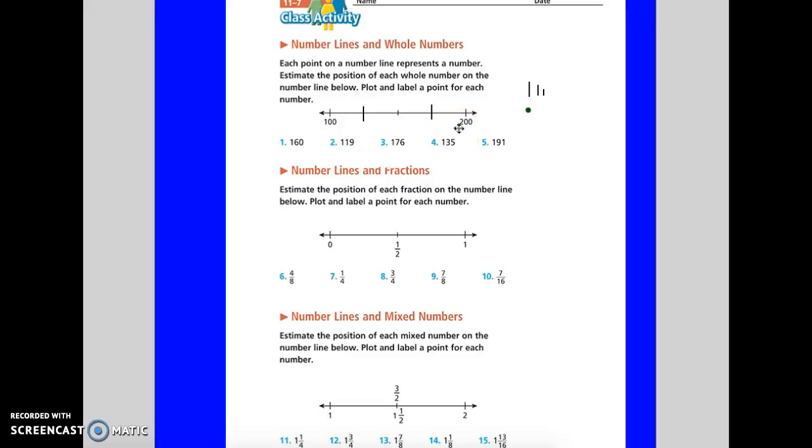Now, we're just estimating where these different numbers go. So I'm going to place a dot, and then we'll label the dot for each one with a number. So let's start with 160. I know that this middle point was 150, and I know it's less than 175. So 160 is going to go somewhere like right there. So I'm going to go ahead and label that number 1.